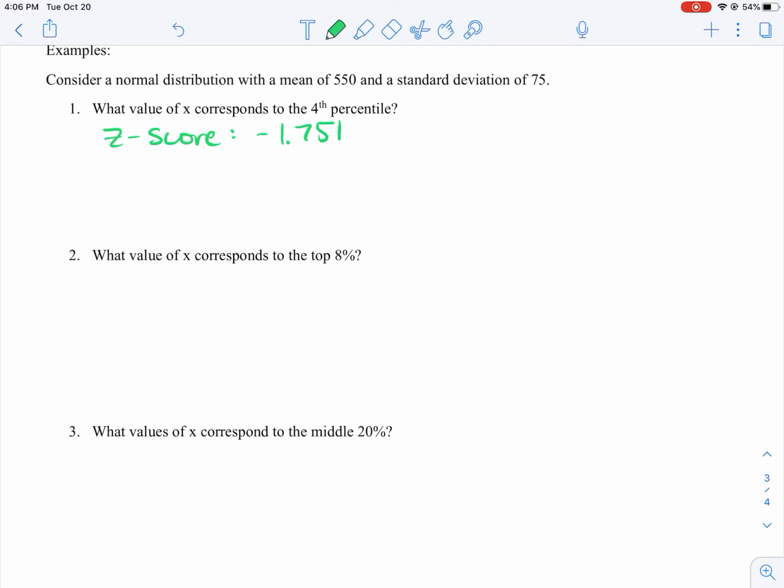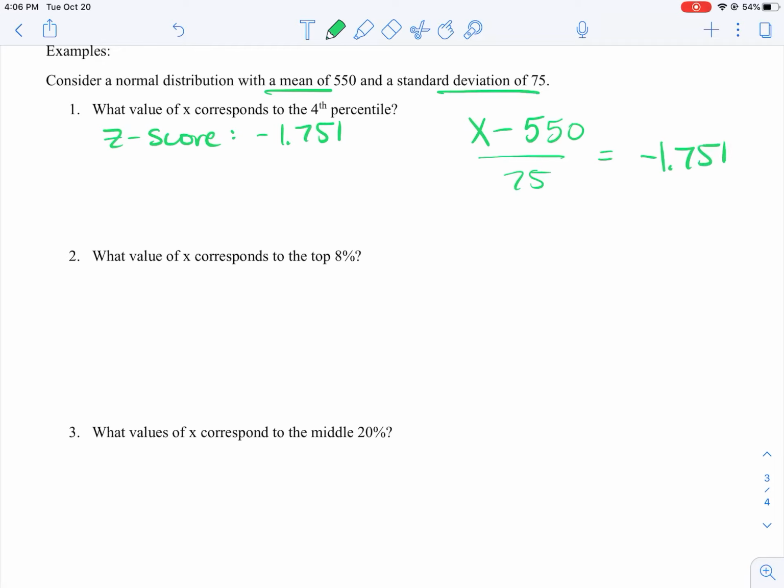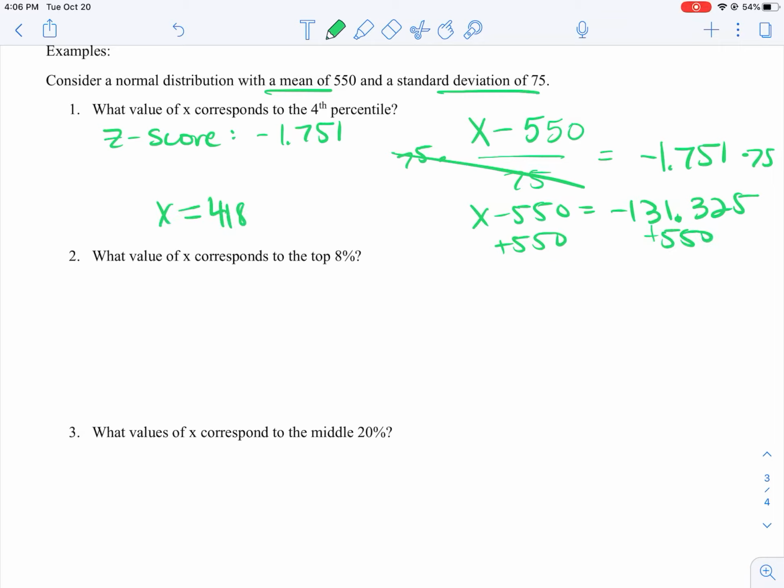is negative 1.751. So now using my mean and my standard deviation, I've got X minus 550 over 75 equals negative 1.751. And then from there, I'm going to multiply by 75 on both sides, cancel. X minus 550 equals negative 131.325. And when I add 550 to both sides, I get X equals 418.675.